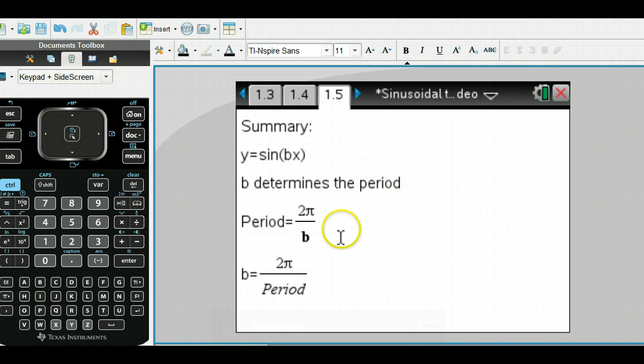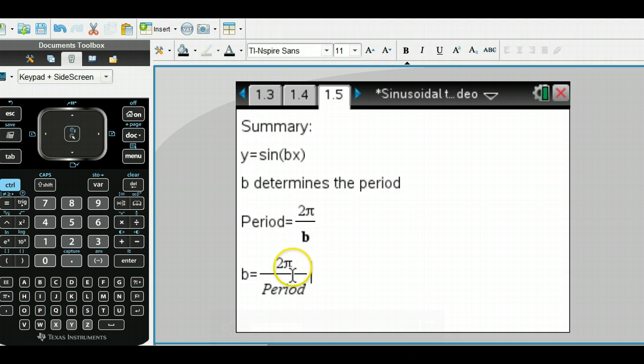So if we look at a summary of this, y equals sine of bx, b determines the period. And so if b is a bigger number, that means I'm going to go faster, so I'm going to be dividing by that b. And if b is a smaller number, I'm going to end up actually multiplying. So if b is 0.5, I'm going to be multiplying by 2, and so the period gets stretched out.